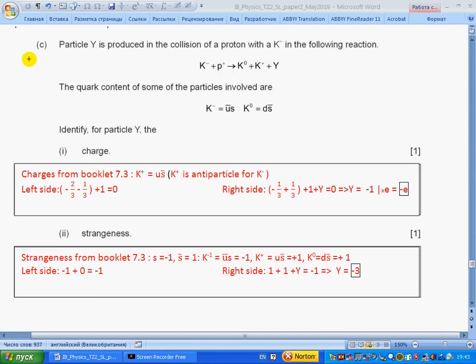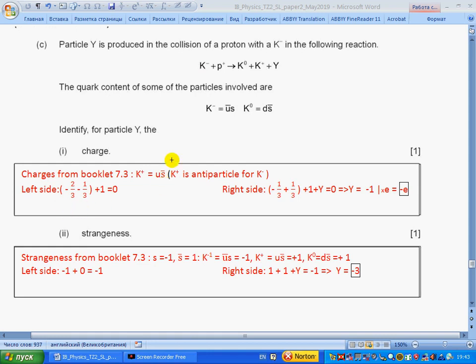C. Particle Y is produced in the collision of a proton with K minus in the following reaction. K minus plus proton turns into K 0 plus K plus Y. The quark content of some of the particles involved are the following. Identify for particle Y the charge. Charges of quarks from the booklet. So composition, K plus is the antiparticle of K minus, so this is why it is up quark and anti-strange quark.